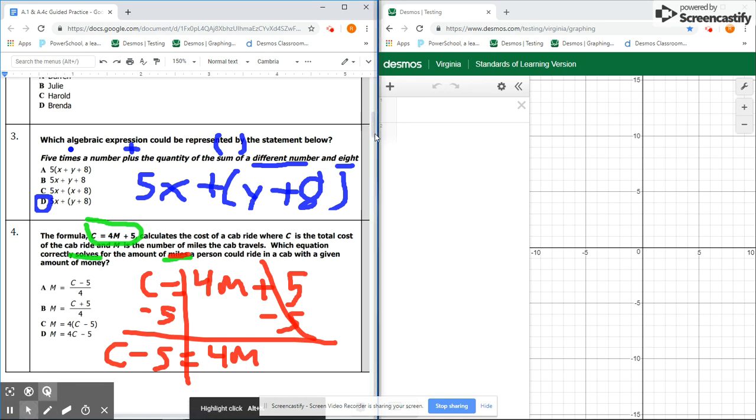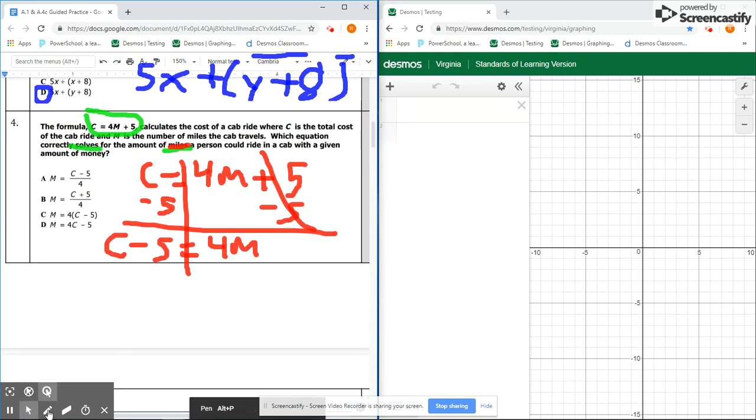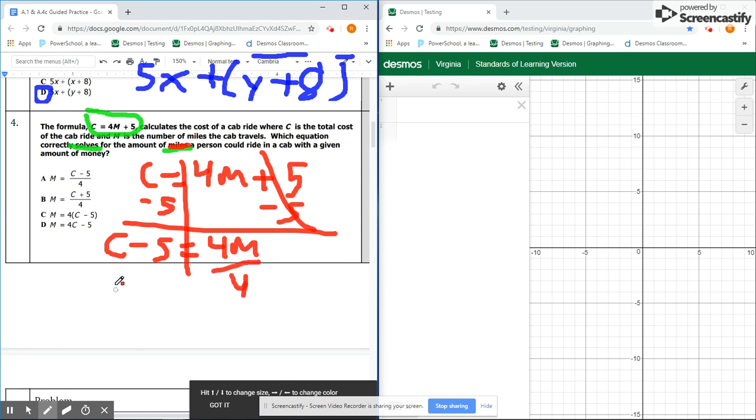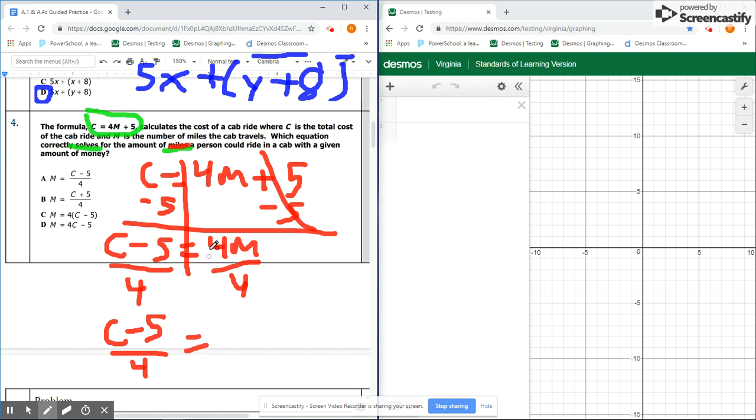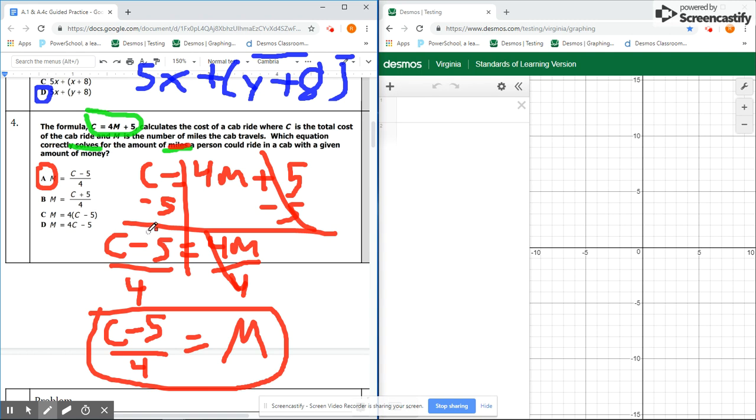Then we need to divide by 4. We'll get C minus 5 divided by 4 equals, our 4's will cancel, and we get M. So we should get M equals C minus 5 divided by 4. That looks like letter A. So all we did here is we took our equation and we solved for the letter M.